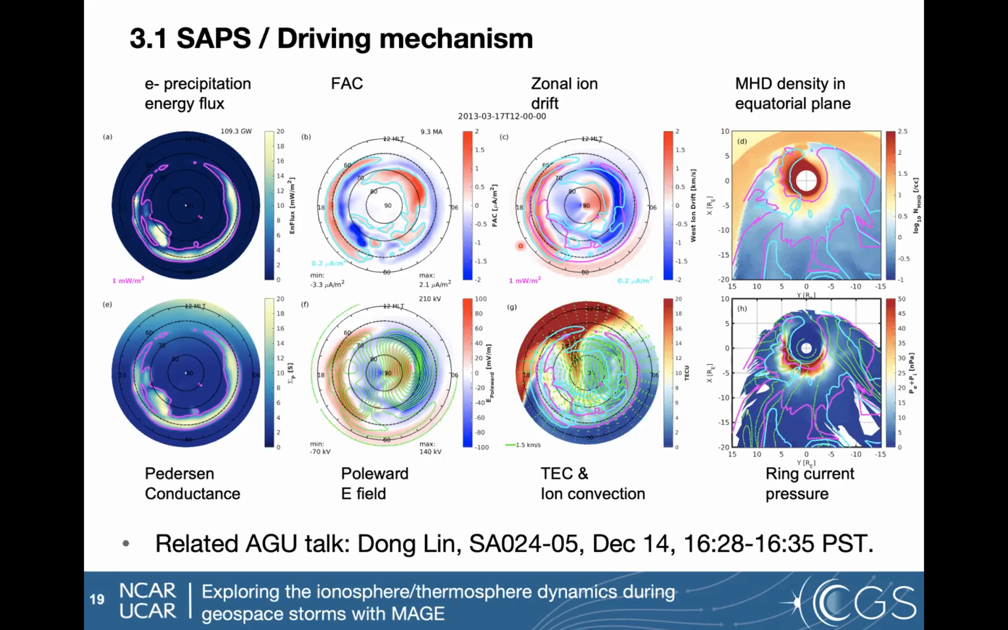So this is basically an illustration of the driving mechanism of the SAPS due to different penetration of the ring current ions and electrons. And also on this plot, we showed the TEC from the IT model plus the ion drift. What's shown here is that between these two boundaries, or inside the SAPS region, there is the trough of that TEC, which we'll talk about more later. And you can check out my AGU talk for more details.